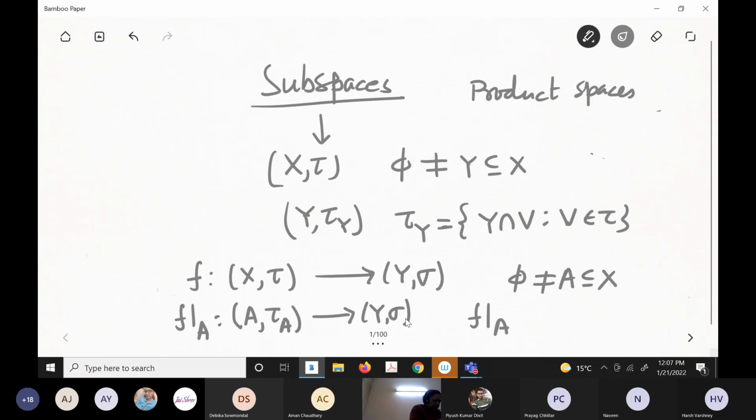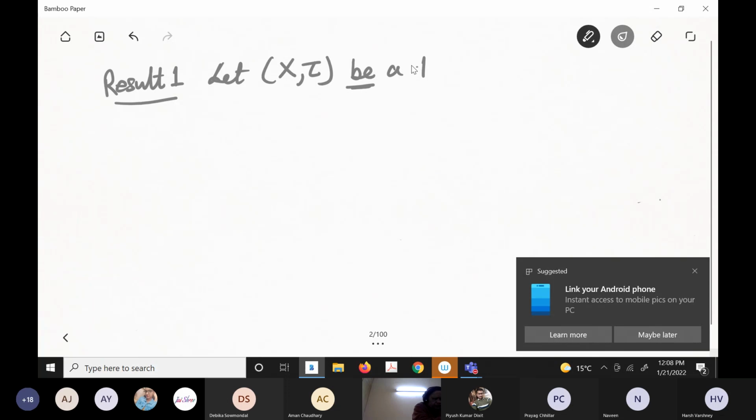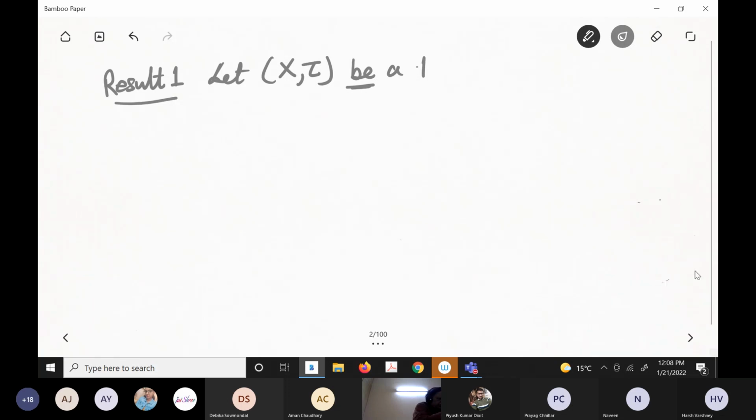It can be shown just by using the definition of continuity: if this is continuous here, this will be continuous. So let me write the first result. You should prove it. Result one: Let (X, tau) be a topological space.